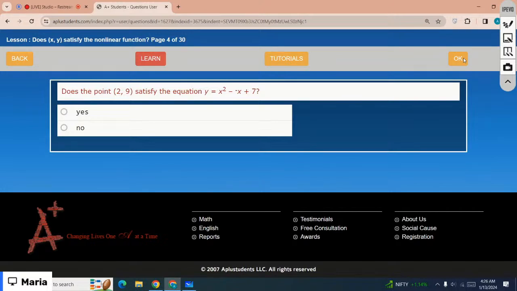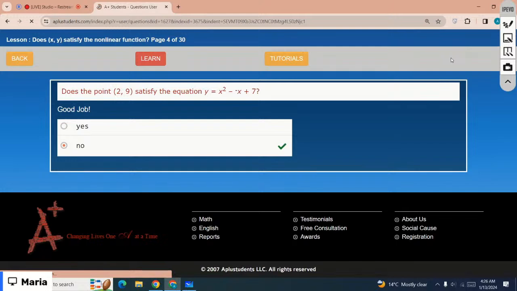Which is the correct option? The correct option is no. The point 2 9 doesn't satisfy the equation. The correct option is no.